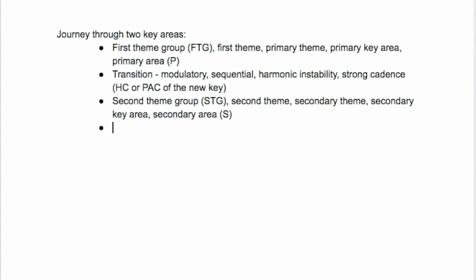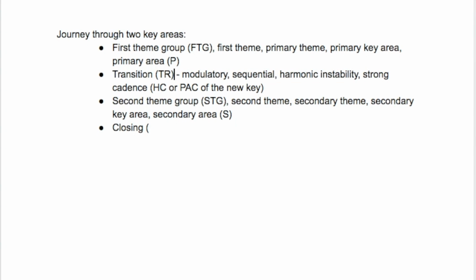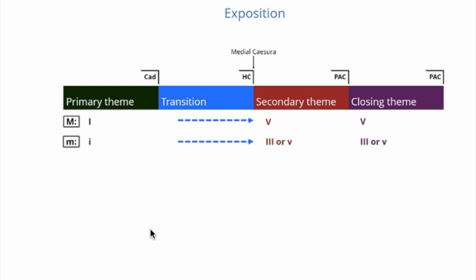Okay. And after the secondary area comes to a more final cadence, this is usually considered just a little codetta, and after that we have a closing here. So we usually abbreviate transition as TR and closing as CL. Right. Here's a final summary chart of the exposition section of the sonata form. As we learned earlier, a journey through two key areas, primary key area and secondary key area, connected by a transition, ending with a closing theme. Okay.